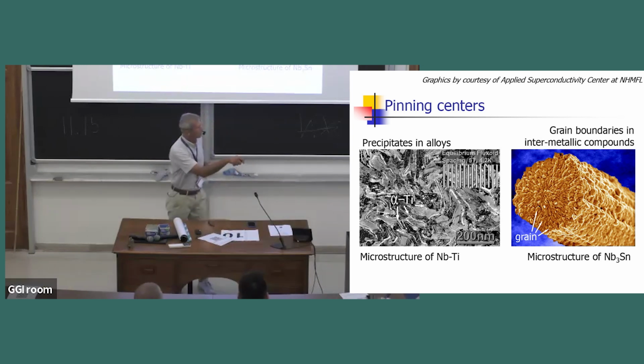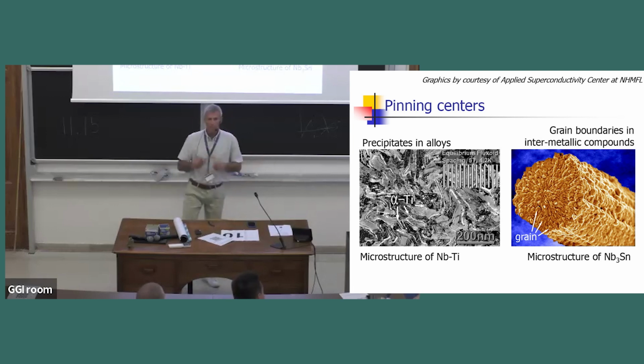The same thing you can do with niobium-3 tin, but there the defects are the boundaries between the grains. Niobium-3 tin is an intermetallic, it's reacted, it forms grains as it reacts, and between the grains, there are normal zones. So each of these grains has a boundary, and the boundary is the pinning center.